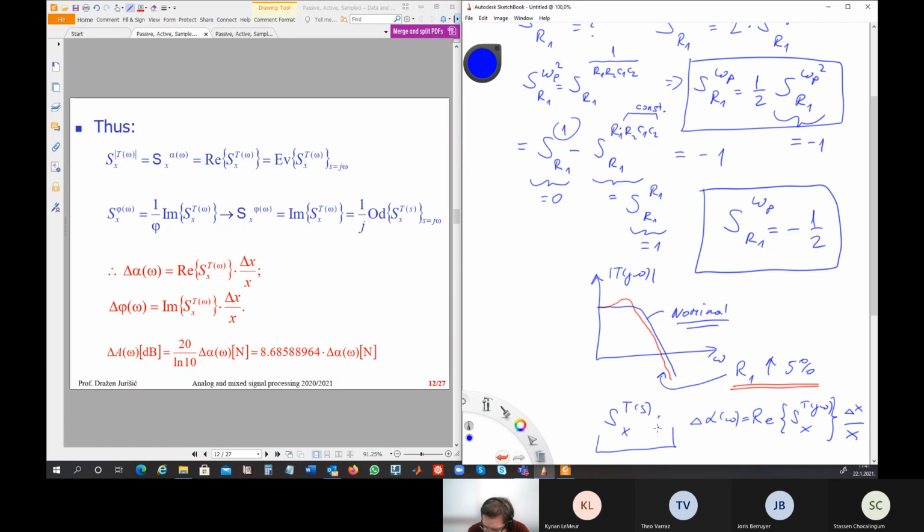So we know to calculate this because of using our rules, and then we just put s equal to j omega and look at the real part, multiply by this, and then you have delta alpha. You have delta alpha at some frequency. That means this is frequency dependent, because at some other frequency, it will be different. You will have delta alpha at omega 2. So this is omega 1, omega 2. So for different frequencies, you will have different delta alpha, and this is the equation. So delta x over x is delta R1 over R1.